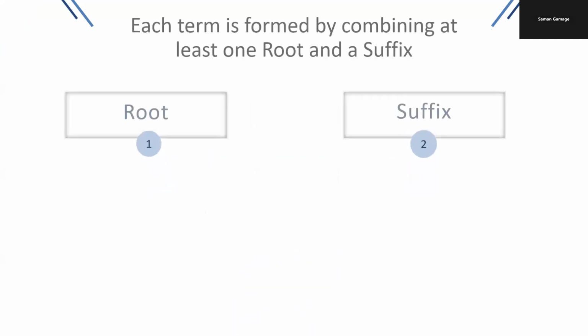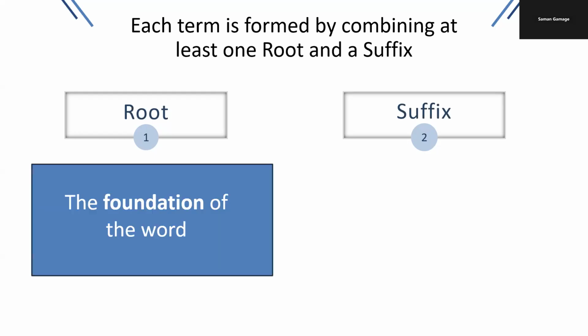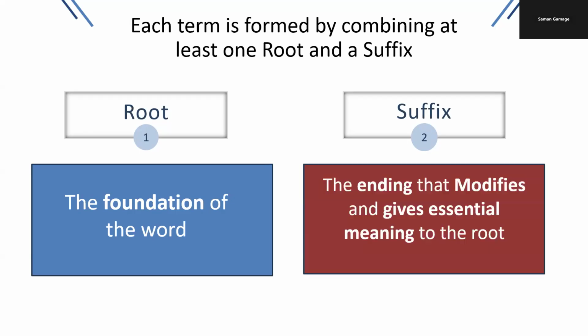Each term is formed by combining at least one root and a suffix. Root is the foundation of the word. Suffix is the ending that modifies and gives essential meaning to the root. During previous sessions of basic term components, you learned all this.